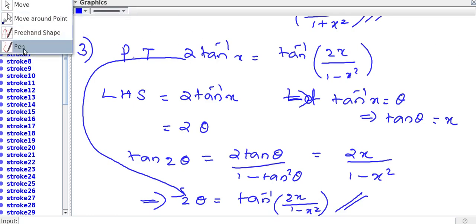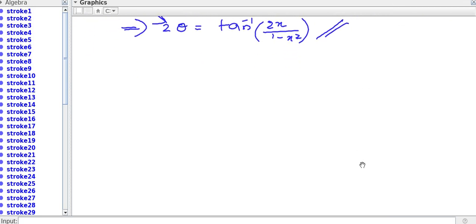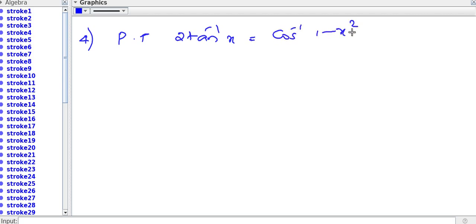Okay, then let us have a similar one. The LHS is the same. Prove that 2 tan inverse x is equal to... Okay, let us apply the fourth one. Question number 4. Prove that 2 tan inverse x is equal to cos inverse 1 minus x square by 1 plus x square. Okay, I think you can do it by yourself.